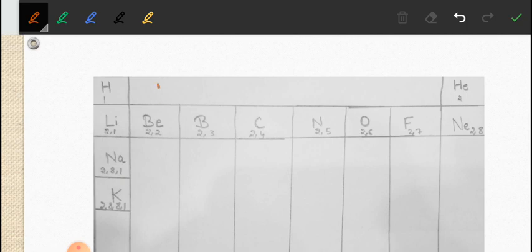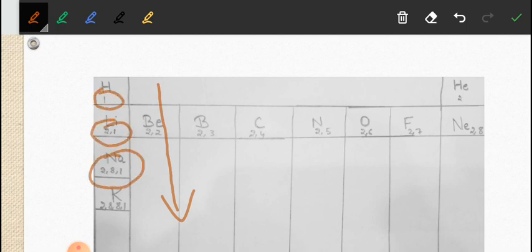Again I'm repeating, when I am going to move down, or I am going to read from up to down, the number of shells in the first case is 1, next is 2, in case of sodium it is 3, in case of potassium it is 4. So there are 4 shells in case of potassium. As the number of shells increases, the distance of the outermost shell from the nucleus again increases. If distance increases, nuclear charge decreases. Okay, because potassium has 4 shells, sodium has 3 shells.